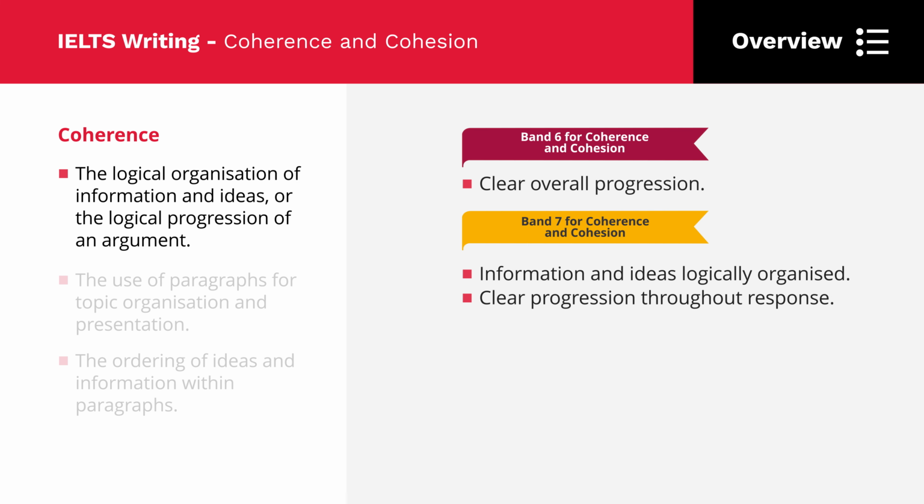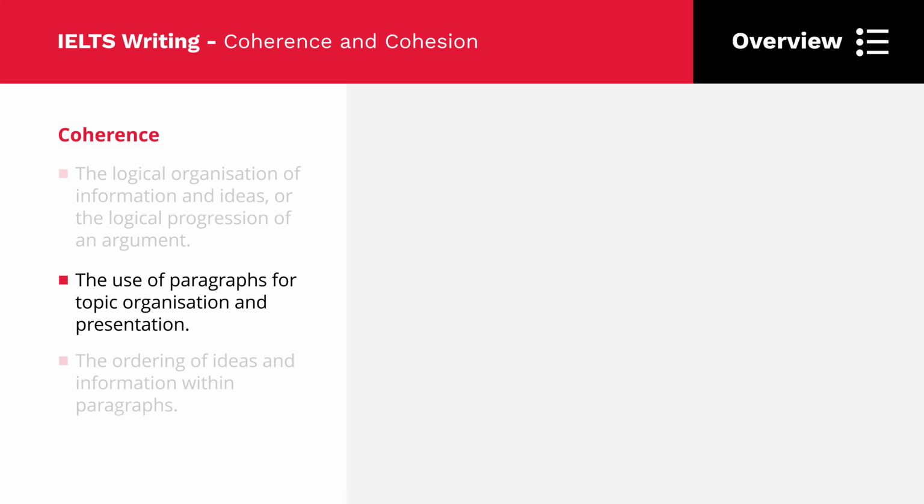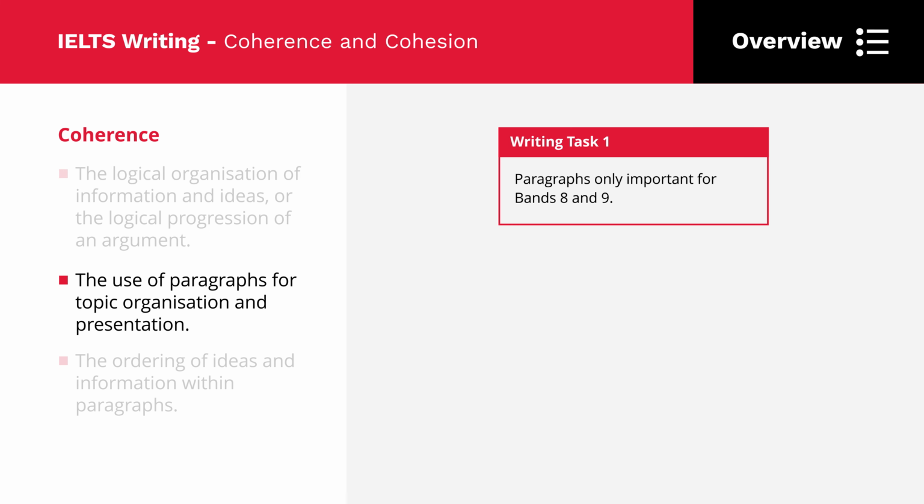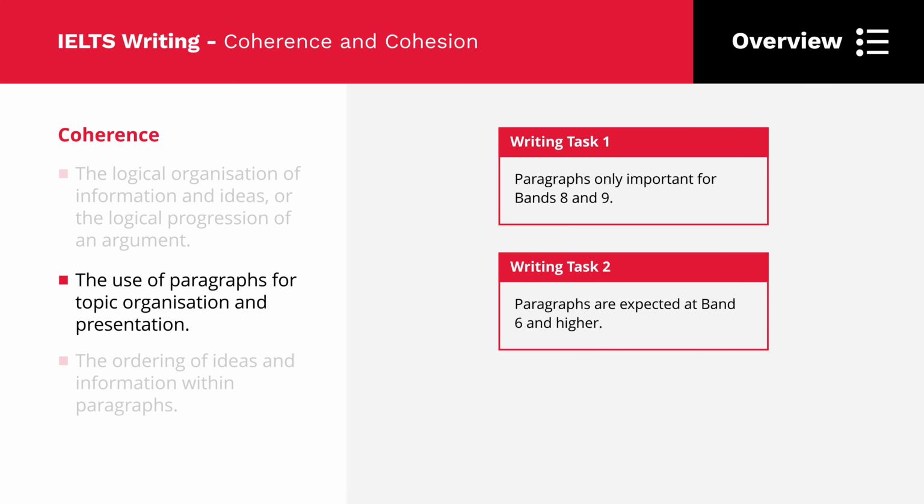Another thing that can affect coherence is using paragraphs. In Task 1, as a response is short, using paragraphs is only important for Bands 8 and 9. For Task 2, however, paragraphs are expected at Band 6 and above. This is because for Task 2, you are expected to write a longer response. Organising your response into paragraphs helps with topic organisation, and so is important for coherence.